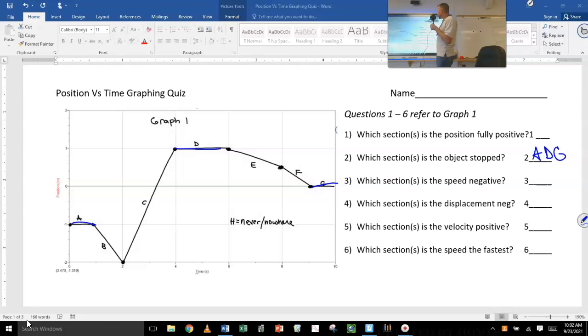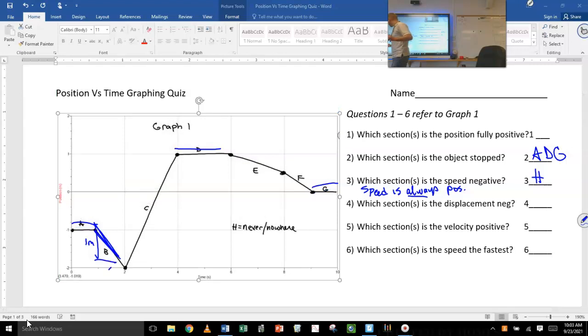Number 3, at which section or sections is the speed negative? This is a trick question. Speed is always positive. Speed is the absolute value of velocity. For instance, right here, at section B, I go 1 meter in 1 second. So I go 1 meter in 1 second.